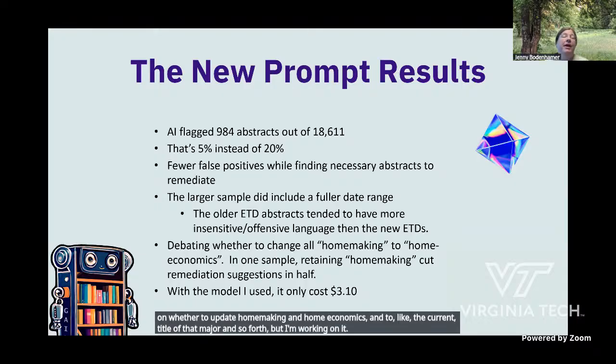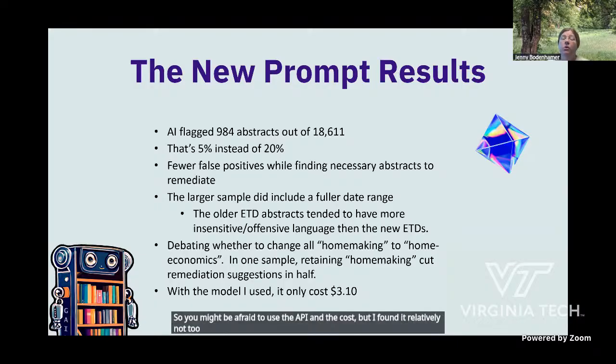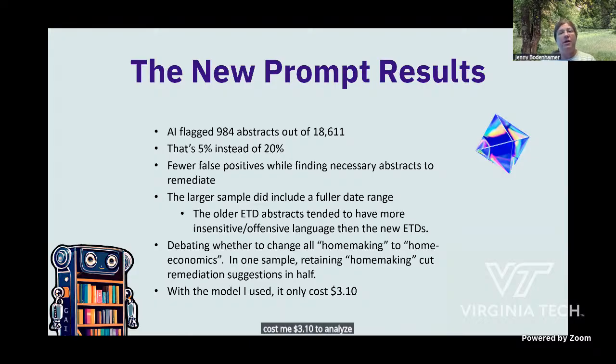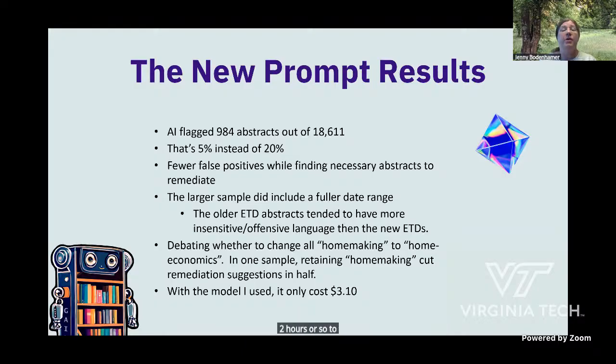So you might be afraid to use the API and the cost, but I found it relatively not too difficult. And if you're only working with small bits of information, it's very affordable. It cost me $3.10 to analyze all the abstracts and to flag them for 18,000 items. So that kind of gives you an idea. Now, it took a lot longer to process, I will give you that. It takes about 2 hours or so to process 1,500 abstracts, approximately.